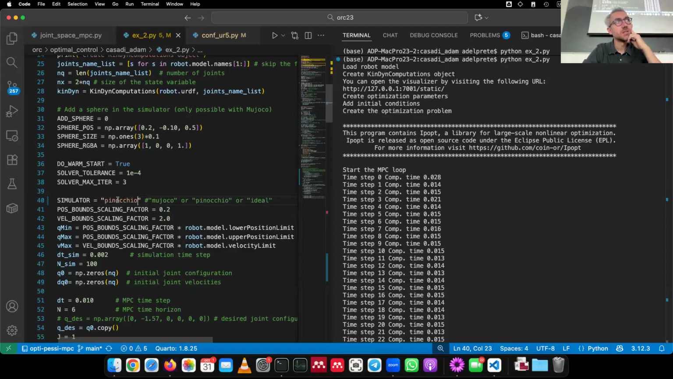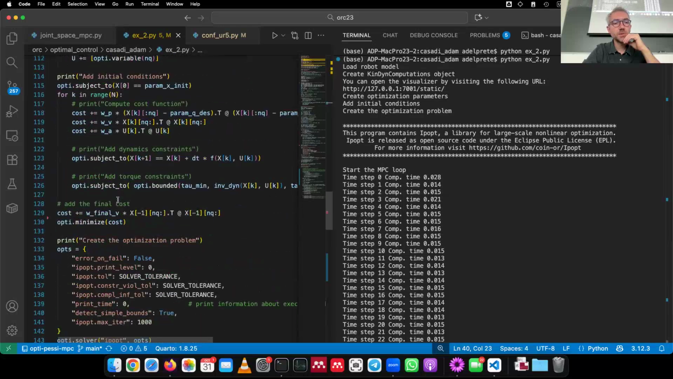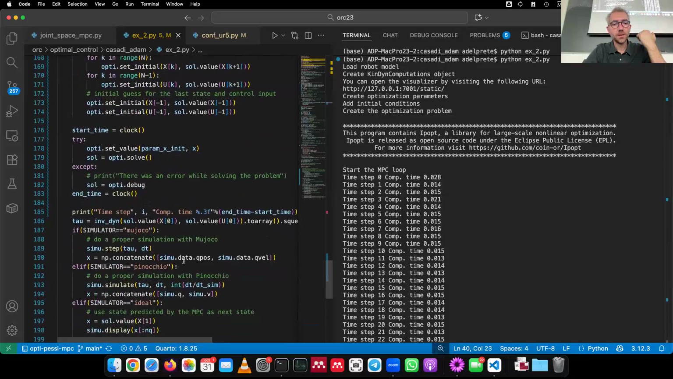We check the starting position of each loop. The starting position of? I mean, can you go on the code while you set the starting position? I mean, the x0 of the problem. The x0 of the problem is the state of the simulator, basically. Because after we simulate, we set x equal to basically the robot state in the simulator. And this is the value that is used here for setting the initial state.